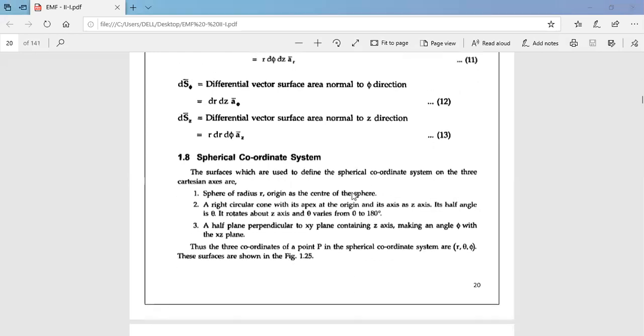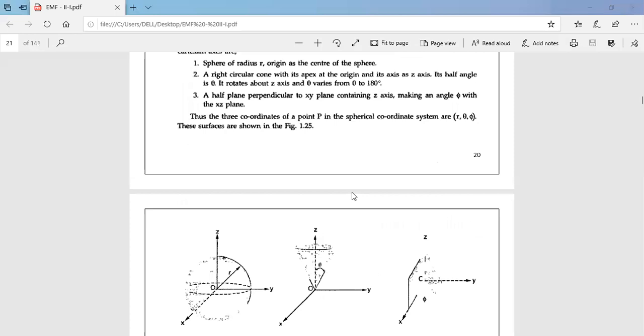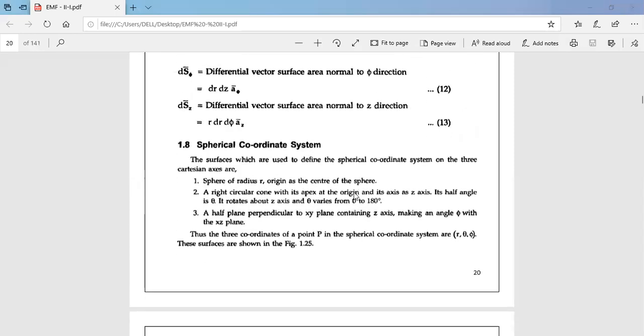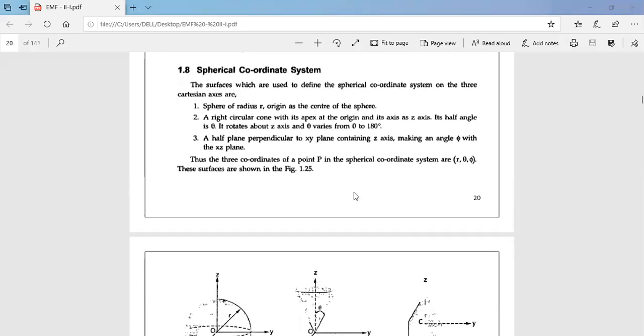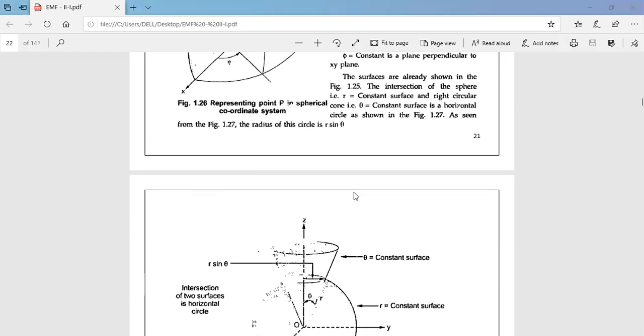All right, now we're going to the most difficult of them all now, the spherical coordinate system.